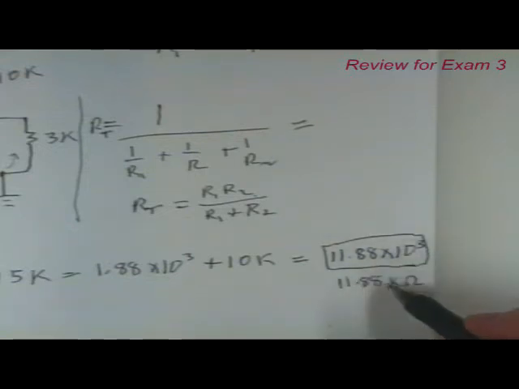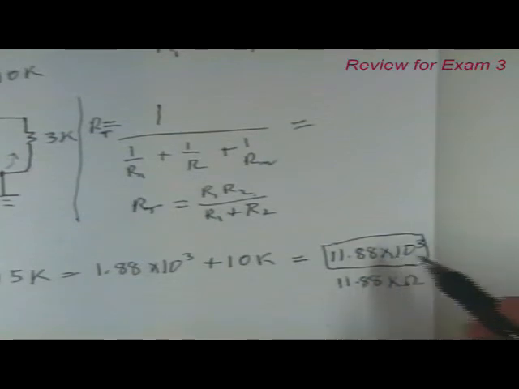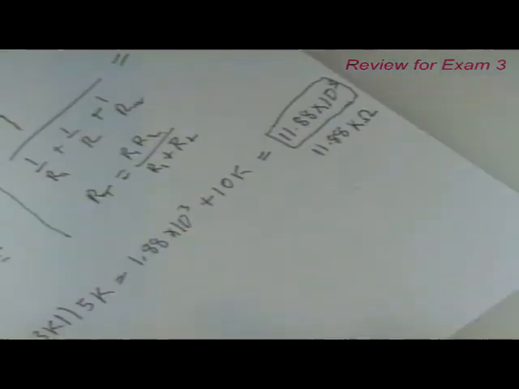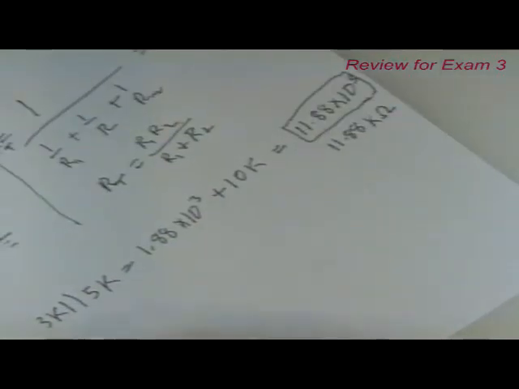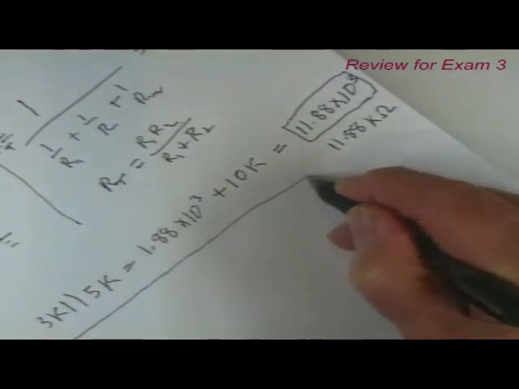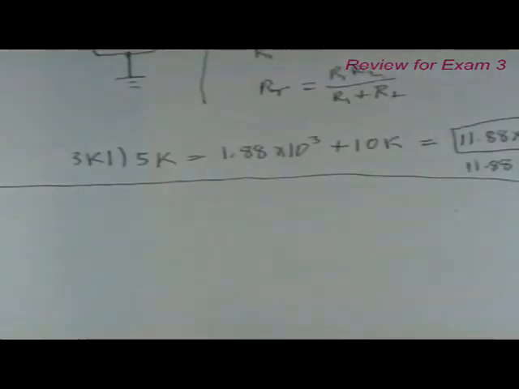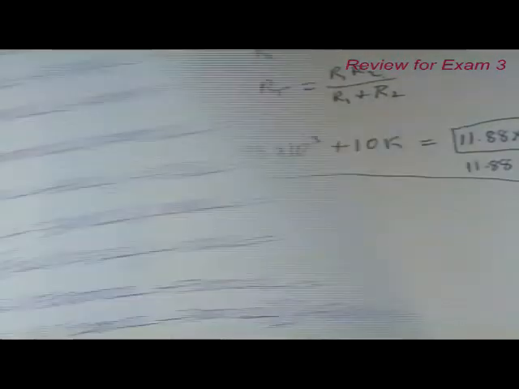If you can't remember how to do that, though, leave this answer here, 11.88 times 10 to the third. You'll get partial credit. Now, what I want to do is work a little different kind of problem, and then I'll end this type of situation here. What we're going to do now is work one of the other problems that I gave you as practice.